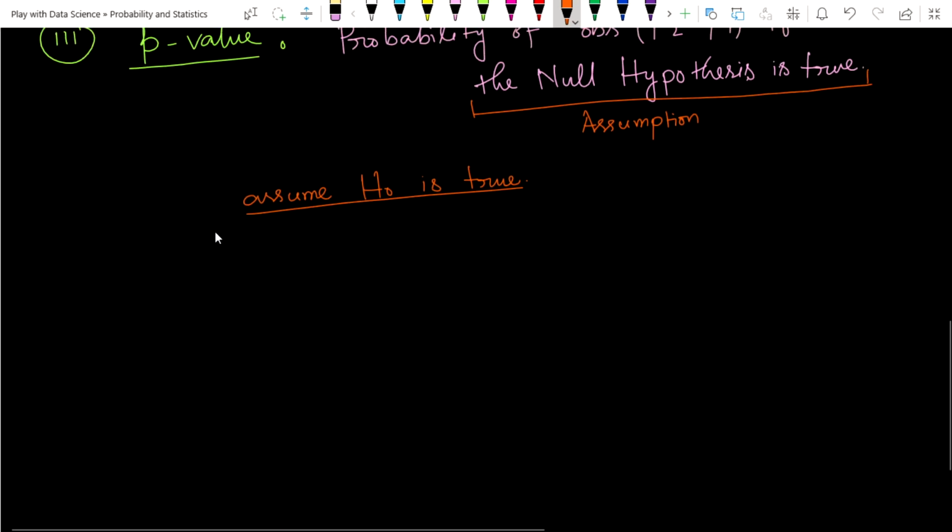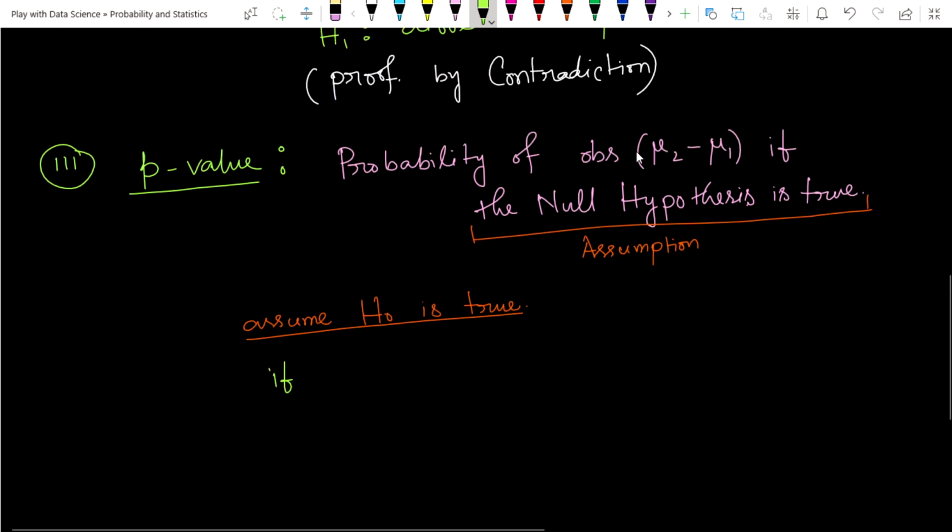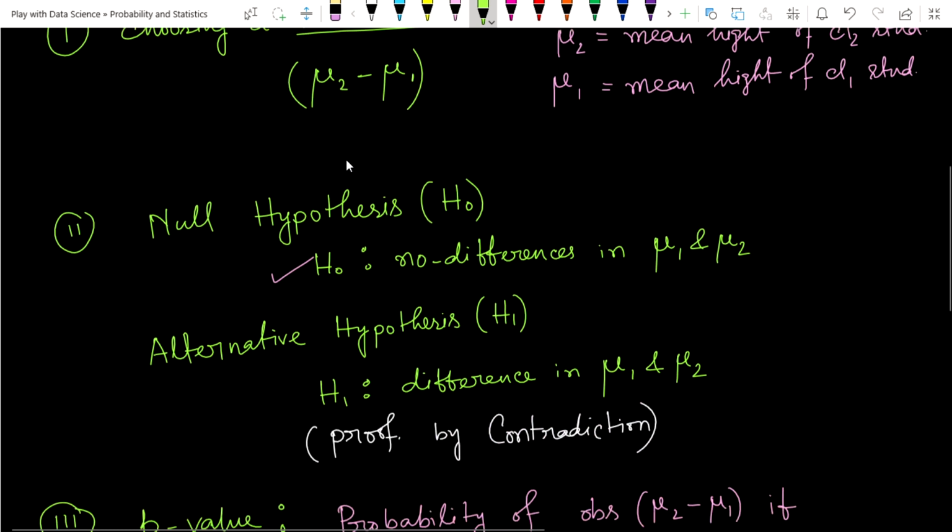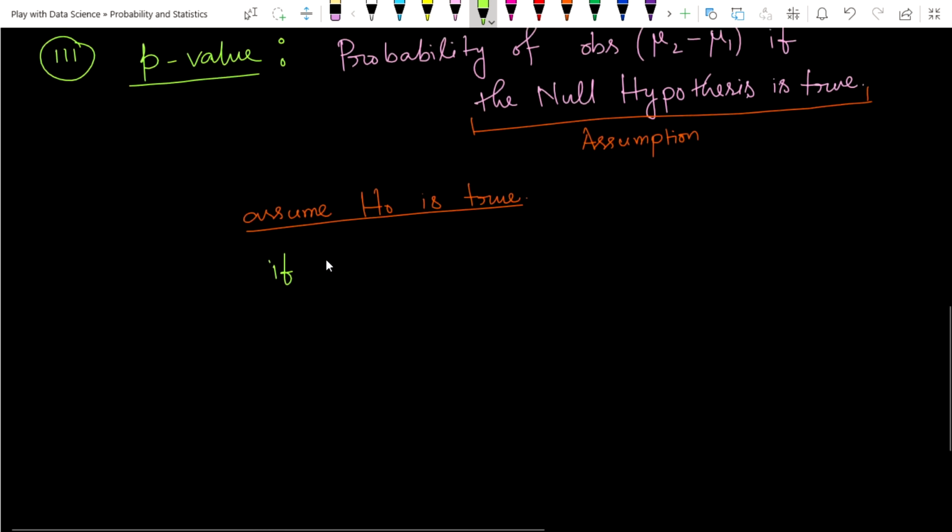Now on the basis of this assumption, we calculate the p-value. The p-value means the probability of our test statistic. Suppose we got this p-value of 0.9. In the next video we will see how to calculate this p-value.